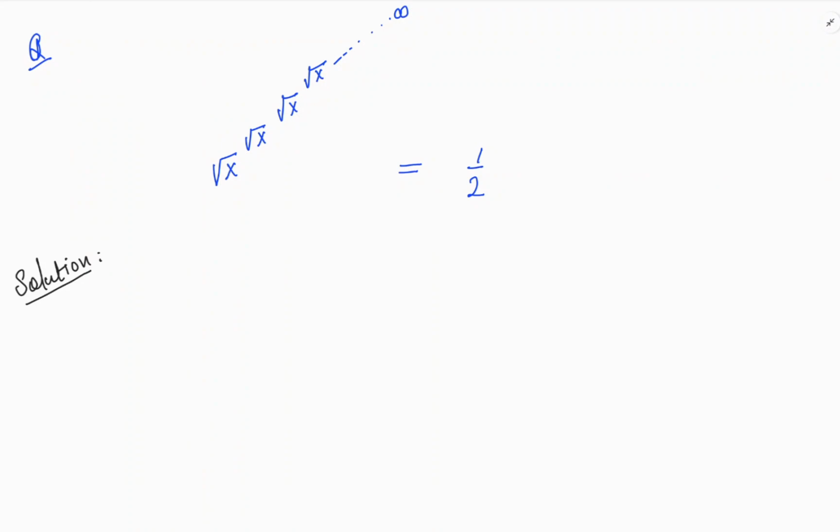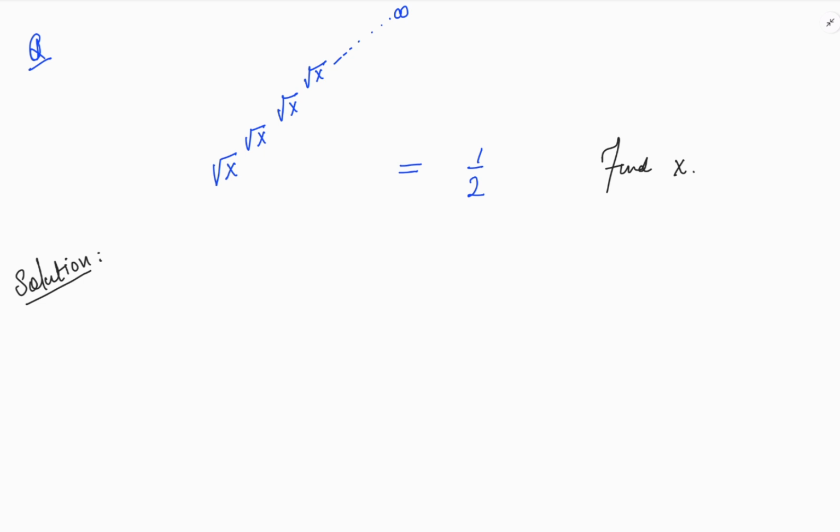In today's video, we have this question where we are given root x raised to power root x raised to power root x up to so on infinity, and we need to find the value of x. Okay, so whenever you have this kind of question, these questions can be asked in Maths Olympiad, in university competitions. Okay, and this is very simple and easy.